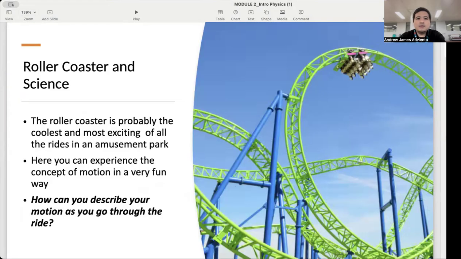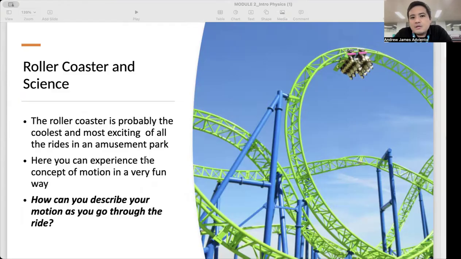Let's go now to motion. Motion refers to the change in position of an object over time. If something moves from one place to another, we say it is in motion. Understanding motion is one of the foundations of physics.